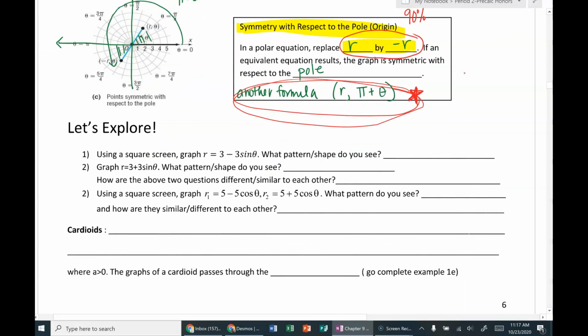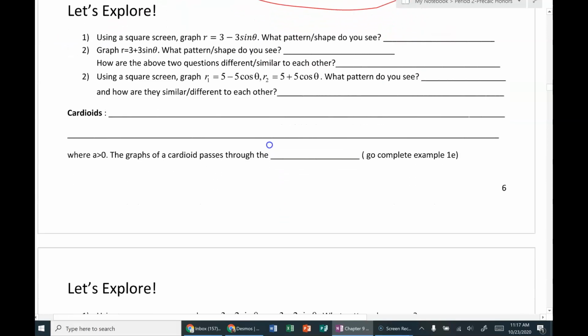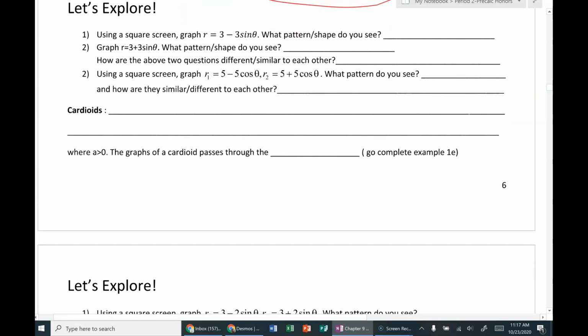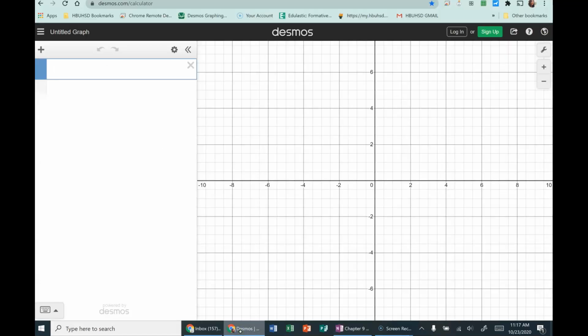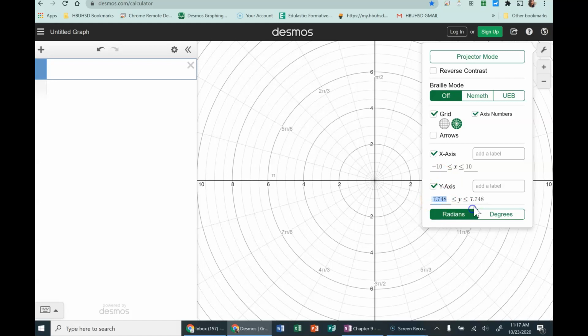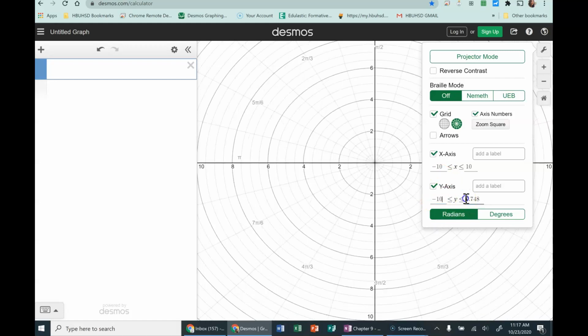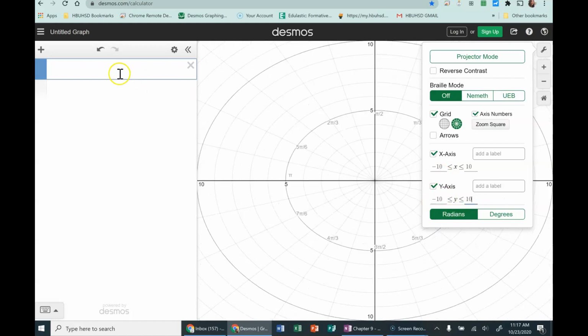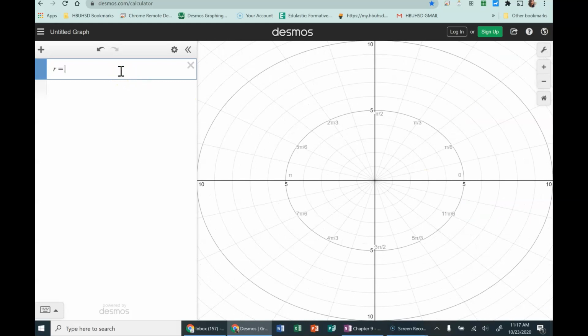Okay, let's bust out our decimals. It says using a square screen, graph r equals 3 minus sine of theta, which I will now find my decimals. I'm going to type in, make sure we are in polar on decimals. So I'm going to change my grid to this grid. I want a square, so let's go -10 to +10 on the x and y both. And let's type it in, r equals 3 minus 3 sine of theta.